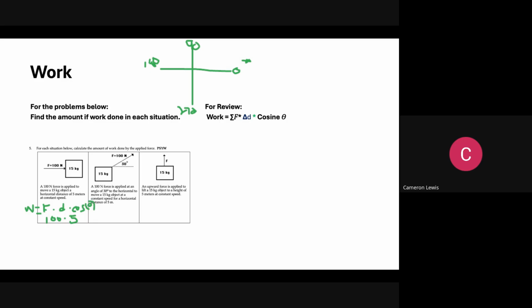I know that the cosine of 0 is equal to 1. So this is basically just 100 times 5, which equals 500. And the unit for work is joules. So we got 500 joules for our work. That's really all you do. Now, how does that change if we have it at a slant? Let's look at it.